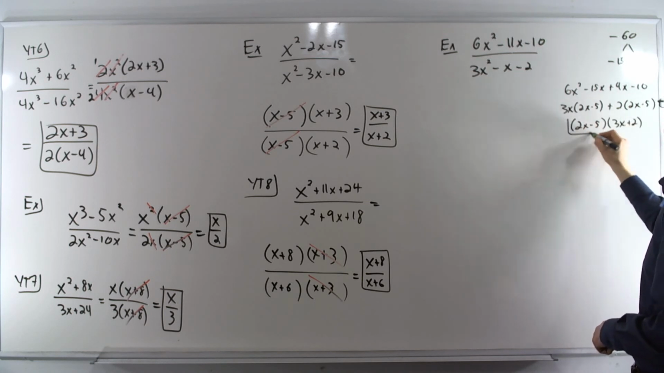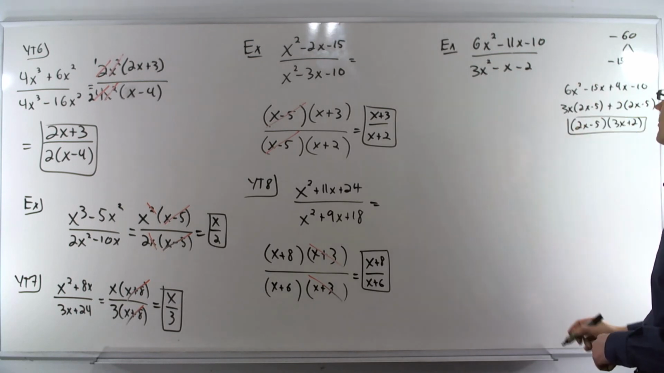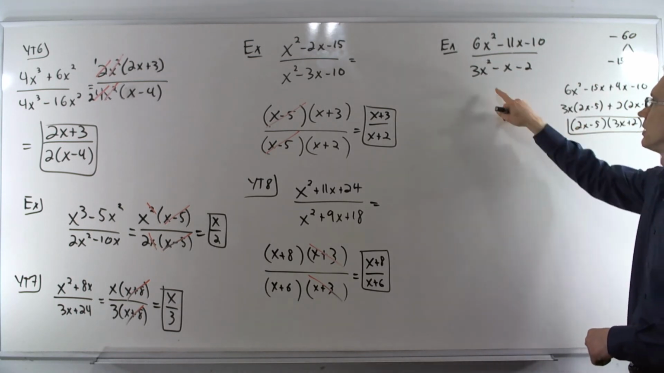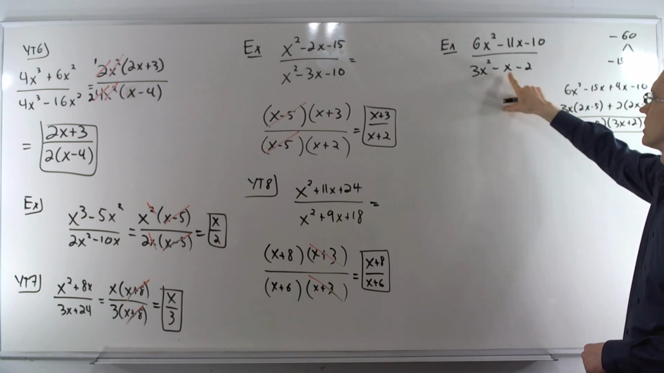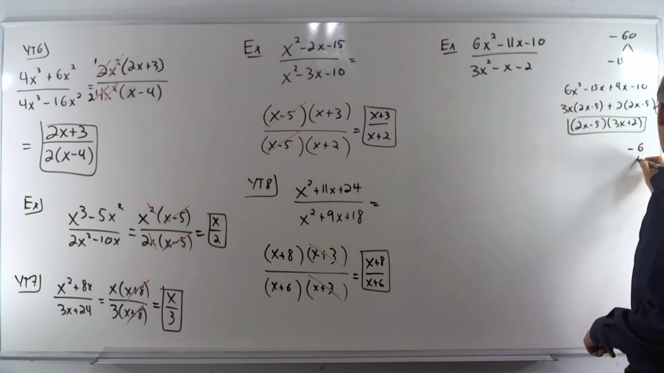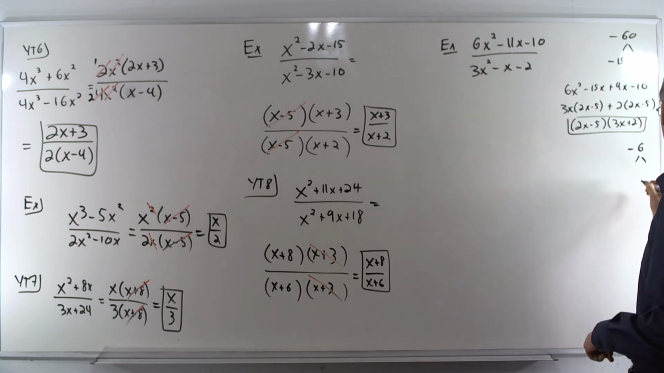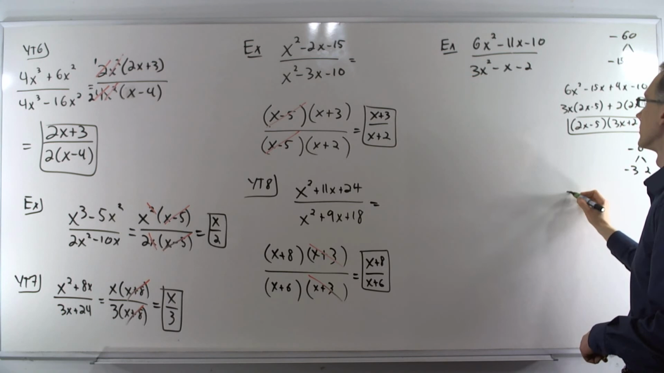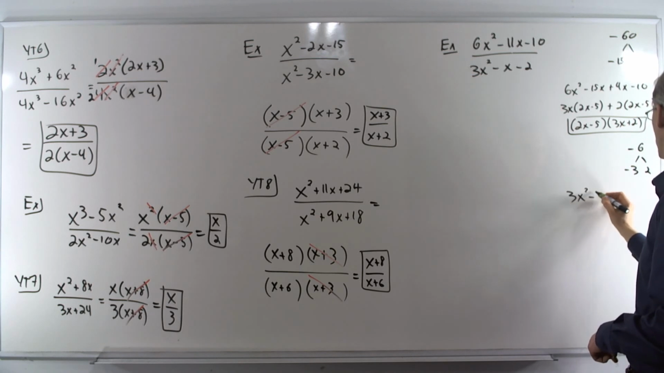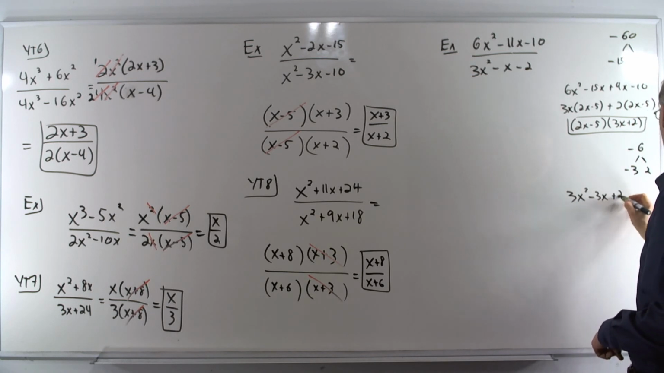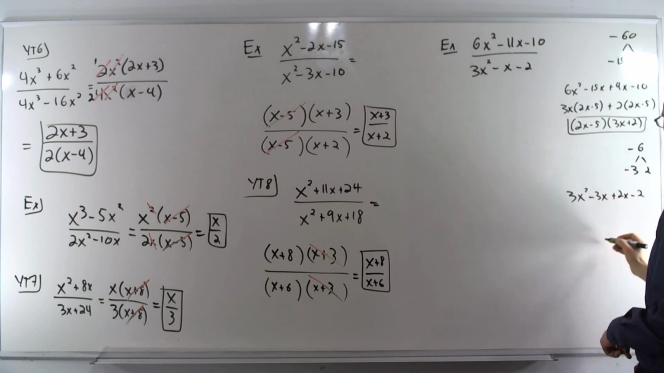So that gives us 2x minus 5 and 3x plus 2 for the top one. And this one, now I've got the AC method: 3 times negative 2 is negative 6. Now we need two numbers to multiply to get negative 6 and add to get negative 1. So that is going to be negative 3 and 2. So this one we'll do 3x squared minus 3x plus 2x minus 2.